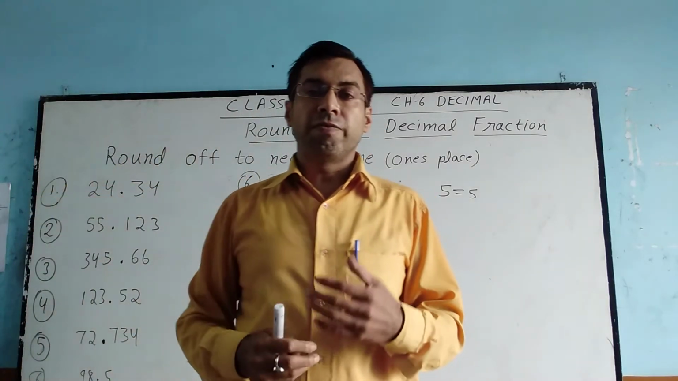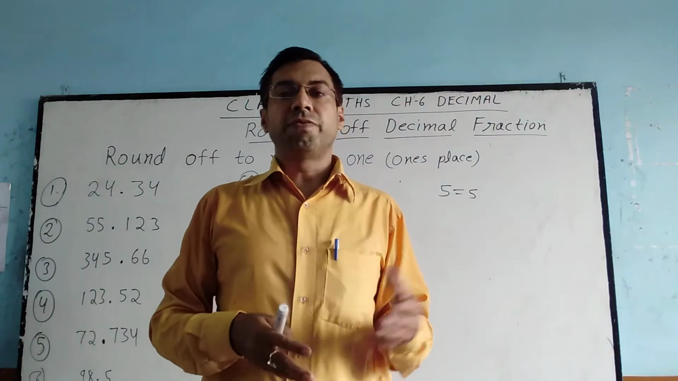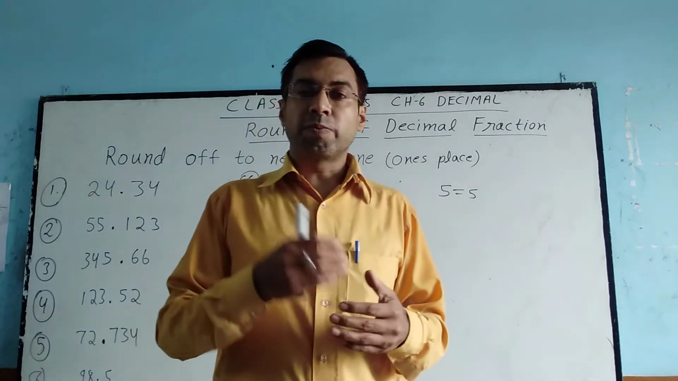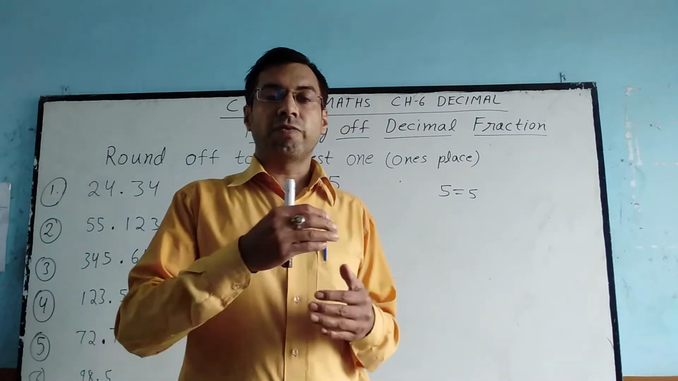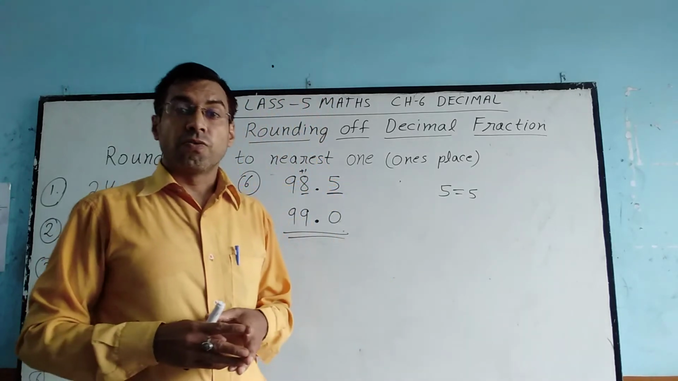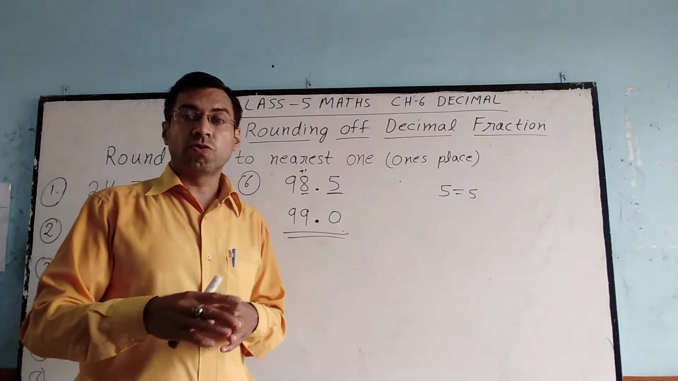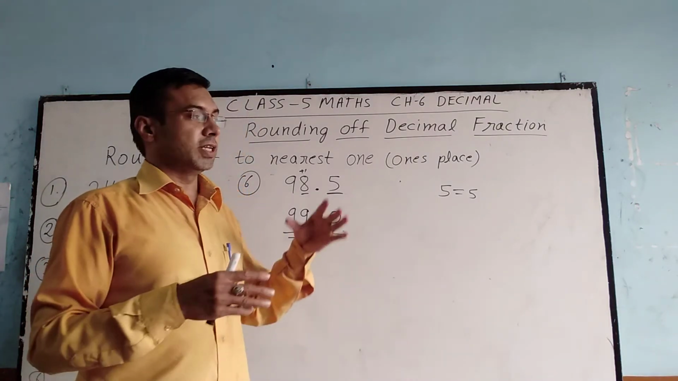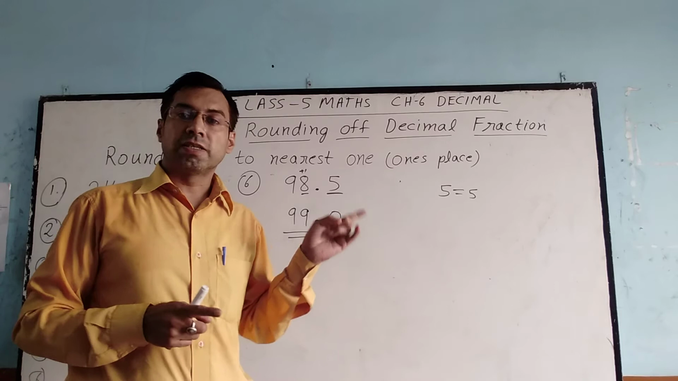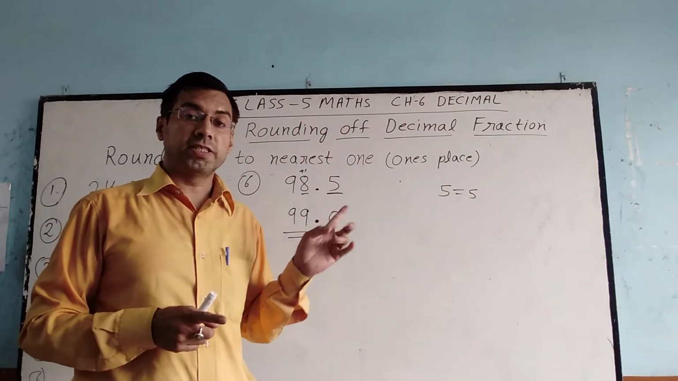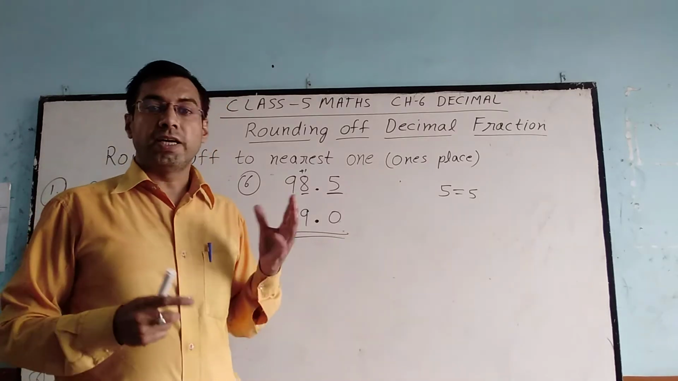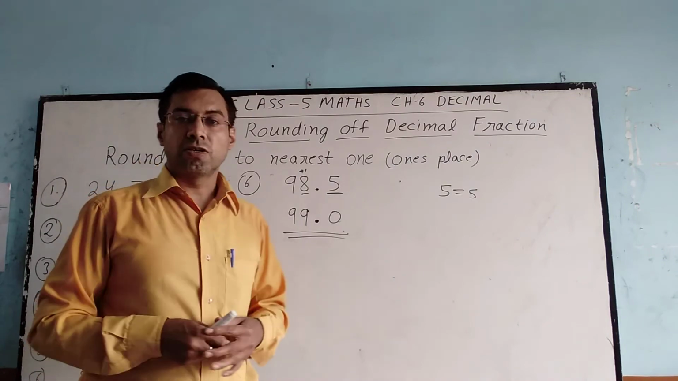So whenever we are comparing with 5, while rounding off to the nearest 1, if the 10th place digit is less than 5, then we convert all the decimal places into 0 and there is no change in the whole number. And when the 10th place digit is equal to or greater than 5, we change all the decimal places into 0 and we add 1 in the ones place digit, and there is no change in the tens, hundred, thousand place digits. We write them as they are. So in this way we round off to the nearest 1, students.